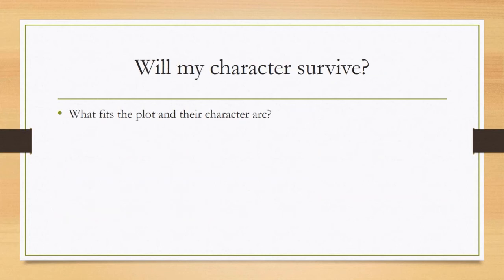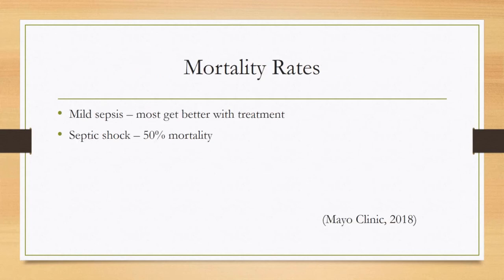So, will your character survive? Ultimately, the answer to that question is what fits your plot and this character's arc. Because remember, the mortality rate, even for the septic shock level, is only 50%. People tend to expect it to be close to 100. It's not. It looks really bad. It is really bad. And 50% mortality is not a good thing. But your character certainly does have a chance to pull through. And if for some reason you only hit them with mild sepsis, then they're pretty much getting better with treatment.